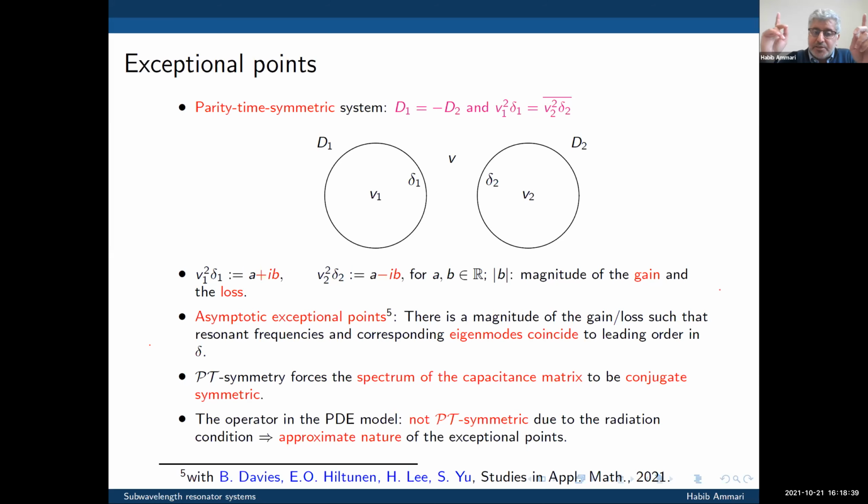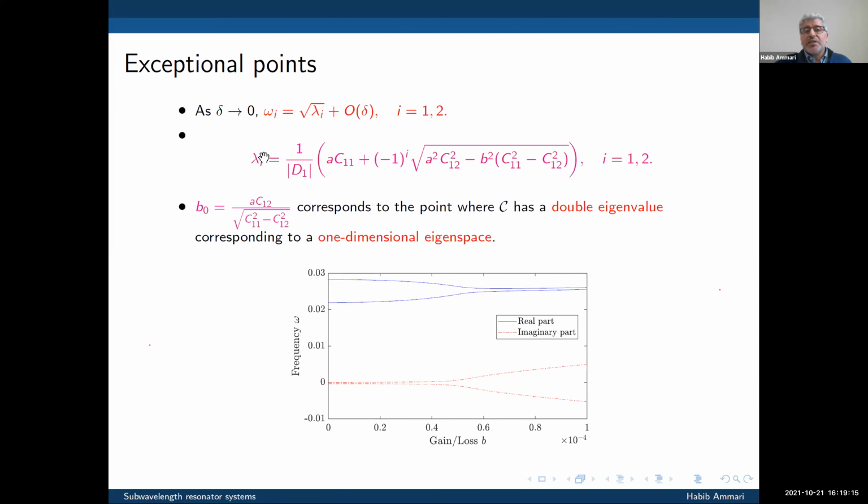If you look at the PDE model, it's not PT symmetric. And this is due to the radiation condition. If you complex conjugate your Sommerfeld radiation condition, instead of outgoing waves, you get incoming waves. Nevertheless, because our capacitance matrix is an approximation to leading order of what's going on for the PDE model, our exceptional points for the capacitance matrix are somehow asymptotically true for the PDE model in terms of this small parameter delta. Okay. Now, how can you see this?